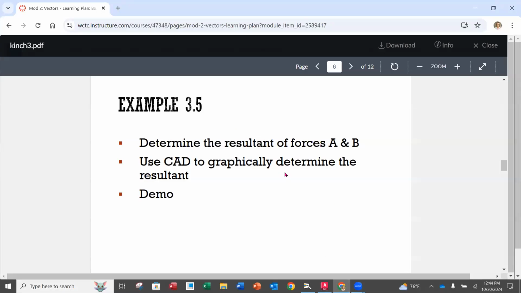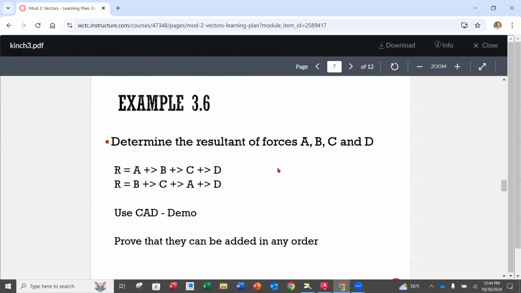All right, so that was example 3.5. Let's do another one, example 3.6. This time we're going to have a couple extra vectors to deal with. So it says determine the resultant of forces A, B, C, and D. And we're going to do the vector equation or the resultant equation in two different forms, okay? I should say in two different orders.